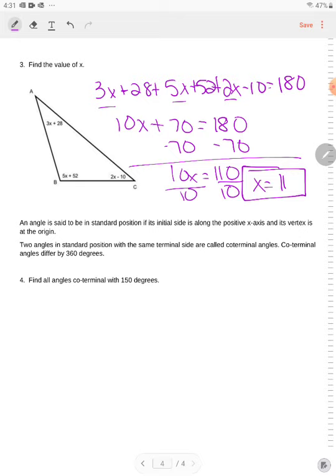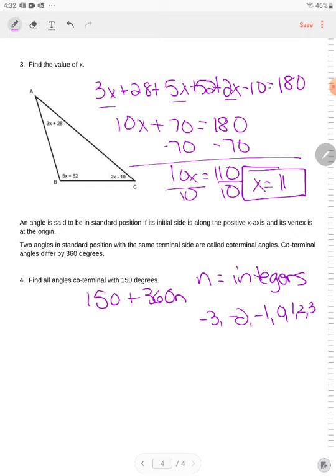Now, one more type of angle we'd like to talk about is called coterminal. What that means is if an angle ends up on the same side as another angle, they are coterminal. Coterminal angles differ by 360 degrees. Find all angles with 150 degrees that are coterminal. So you're going to do 150 plus 360n, where n is equal to an integer. And quick review, your integers are negative 3, negative 2, negative 1, 0, 1, 2, 3. We're going to put dot, dot, dot to indicate it keeps going.